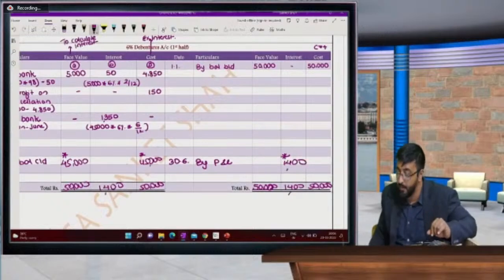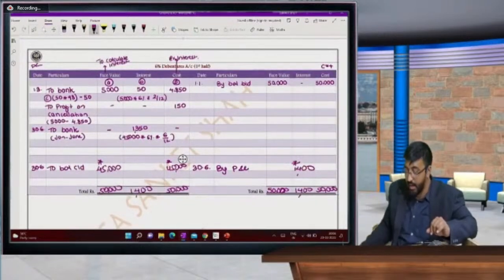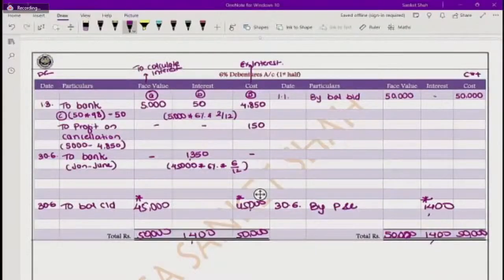See beta, this is how your debentures account ABCD technique works. You can take a screenshot and write it afterwards. No need of separate debentures and interest columns. Like the ICAI presentation, I have taken it in the simplest format: face value, interest and cost, 3 columns. You can take a screenshot.